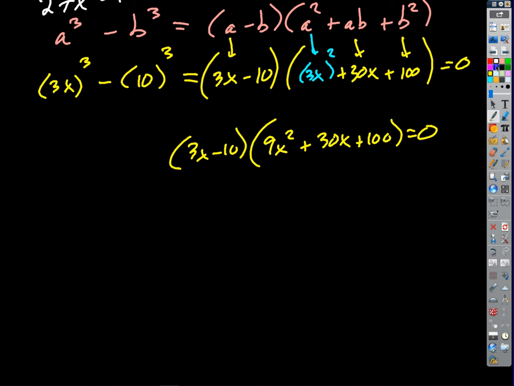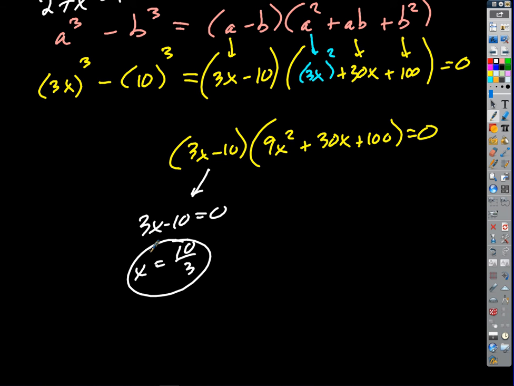And now all I have to do, I've got the factors down to where they're quadratic or linear. Set them equal to 0 and solve. So if I set 3x minus 10 equal to 0, what are the two steps to solve for x? Isolate. And what do I do? Add 10, divide by 3. So would you agree I'm just going to get 10 on the top and 3 on the bottom, right? Yes. So there's my real solution.